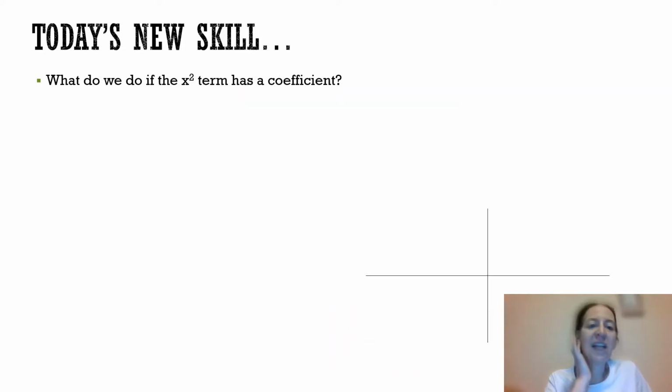All right, so what's today's new skill? What is the skill that we're covering today that we're adding into our repertoire of things that we know how to do with factoring? The question is, what do we do if the x squared term has a coefficient? Now, technically, x squared does have a coefficient. It's got a coefficient of 1, and we know that it's a 1. When we say it has a coefficient, what we mean is something other than 1. So what do we do if the x squared term has a coefficient?